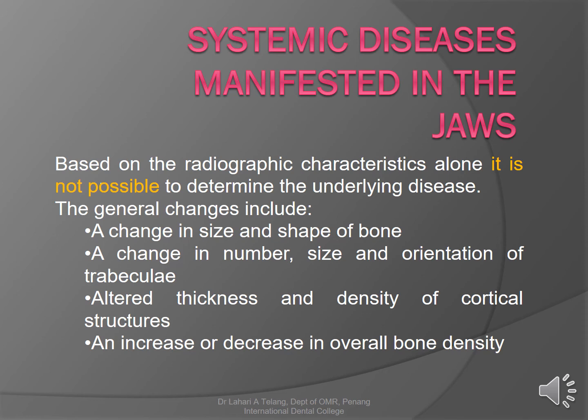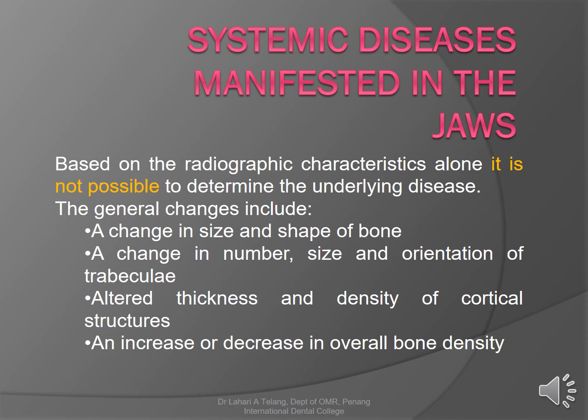So the general changes which can happen when you are suspecting an underlying disease and there is a change in the bone pattern in the jaw are a change in size and shape of the bone, a change in number, size and orientation of trabeculae, altered thickness and density of cortical structures, and an increase or decrease in overall bone density. If you're seeing any of these changes in the bone, then you should suspect that there is probably a systemic disease. Having said that, it is again very difficult to tell which systemic disease is manifesting in the jaws.